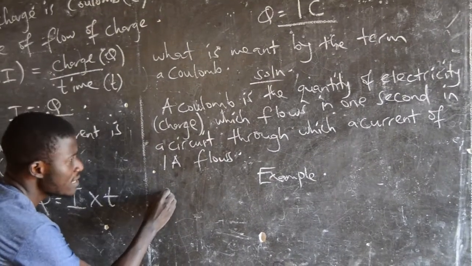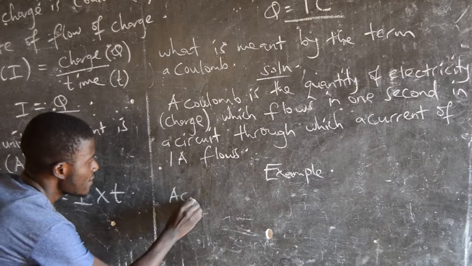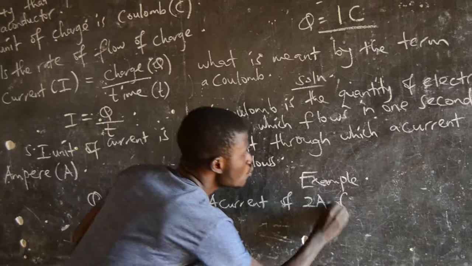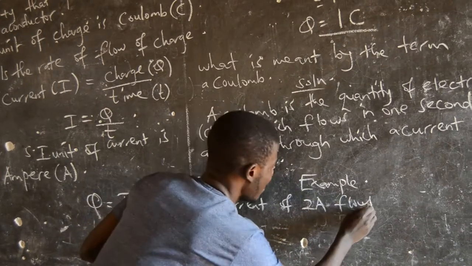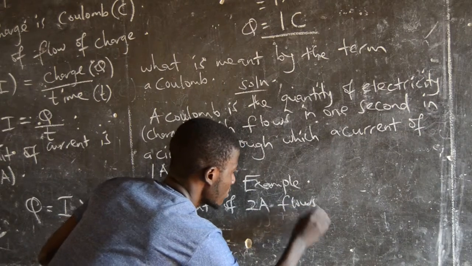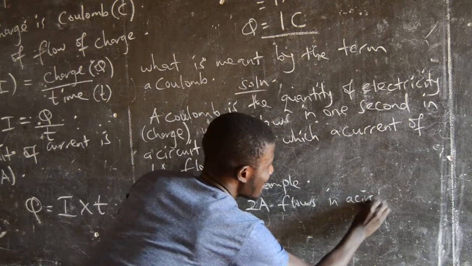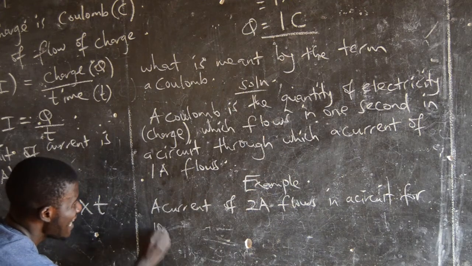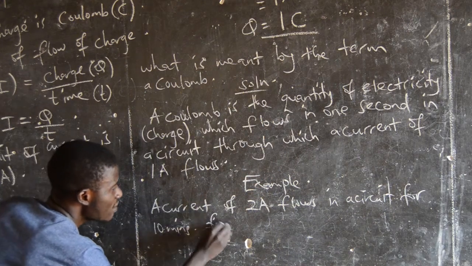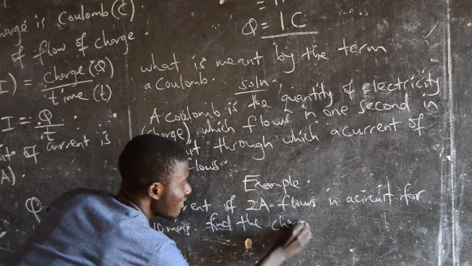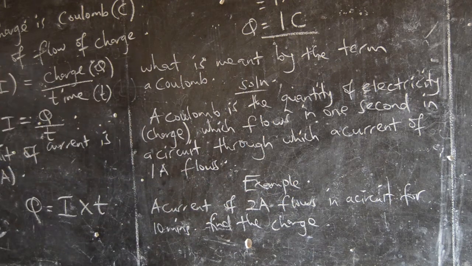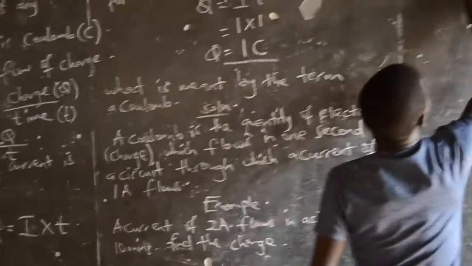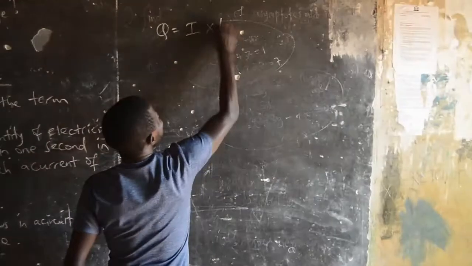That a current of 2 amperes flows in a circuit for 10 minutes. Then they ask you to find the charge, or find the quantity of electricity. This means you come here and just say that the charge is equal to current times time.